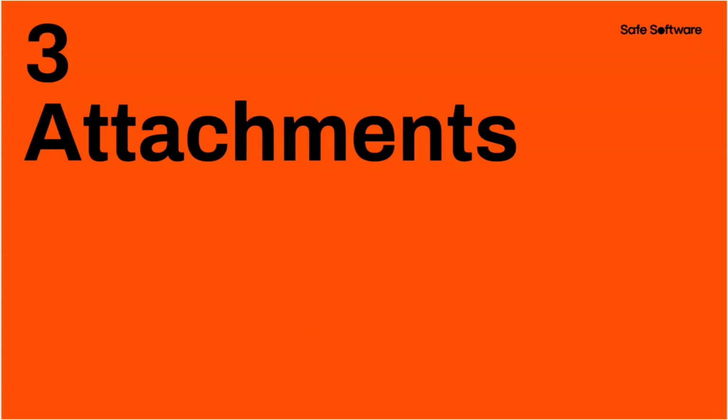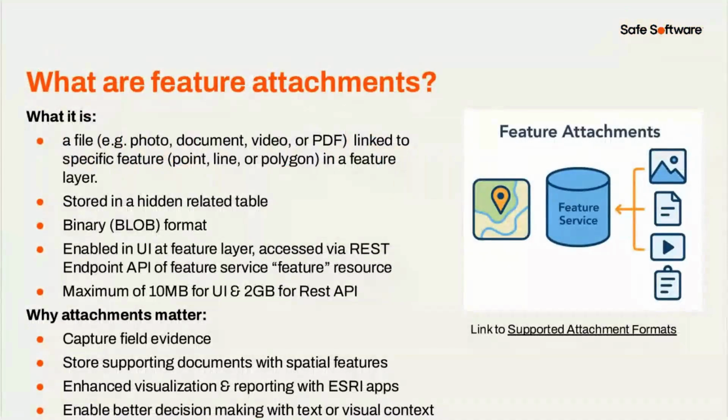I've seen a lot of attachment questions, and now I hope I can answer some, not most of them. Feature attachments are files that are linked to individual features in the feature layer. There are several reasons why we use them, and we have a list of supported formats for attachments linked on the slide, and we'll share that in the chat as well later.